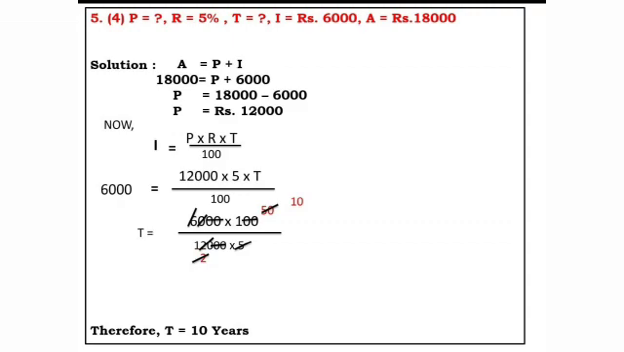So now what can you find out? You can find out the time, that is number of years. So now you will write the formula of I, that is interest. So interest is equal to P into R into T upon 100.